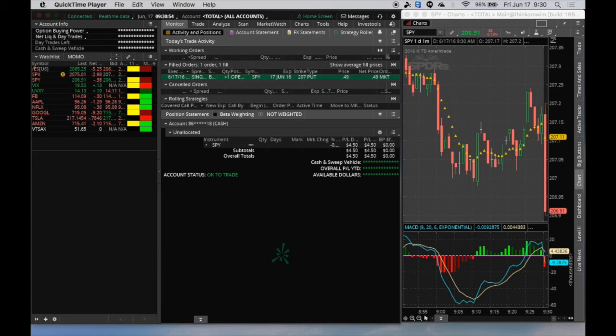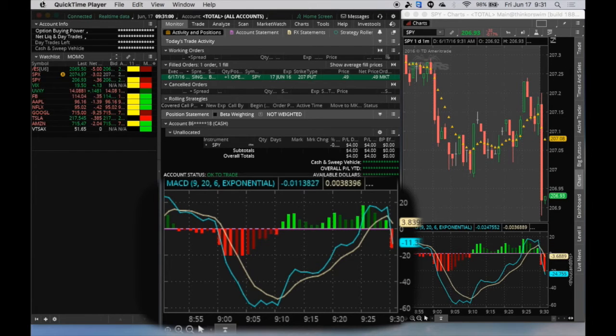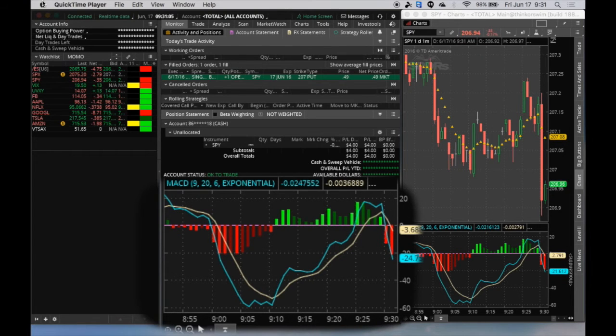But this is the method that I always use to trade. I always wait for a cross on the MACD, which is the bottom. It's set to default. The default values are 12, 26, and 9. I change these values to 9, 20, and 6. That way, instead of being alerted on the third candle, I'm now alerted on the first candle.